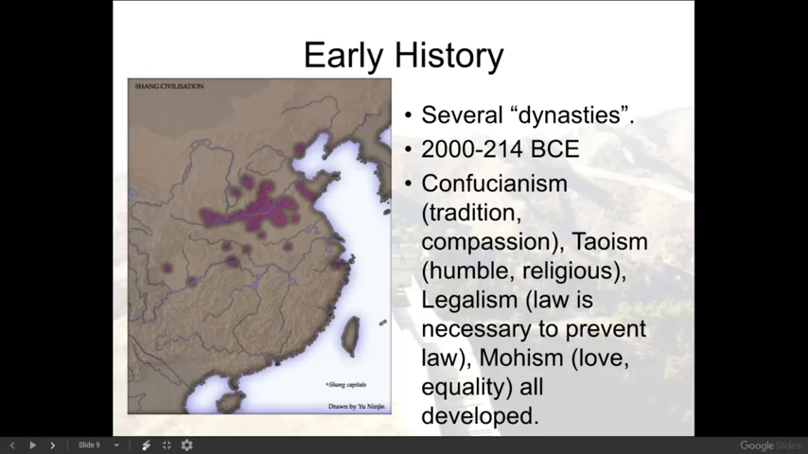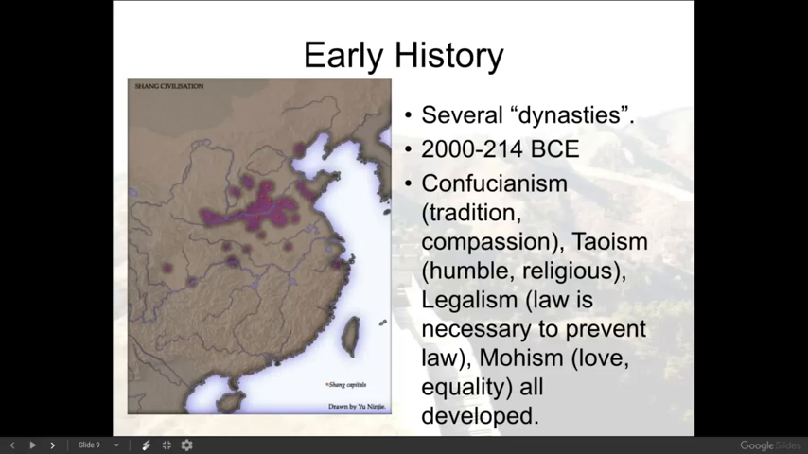And the last one kind of goes against the grain with the rest of these. Mohism, which focuses on love and equality.